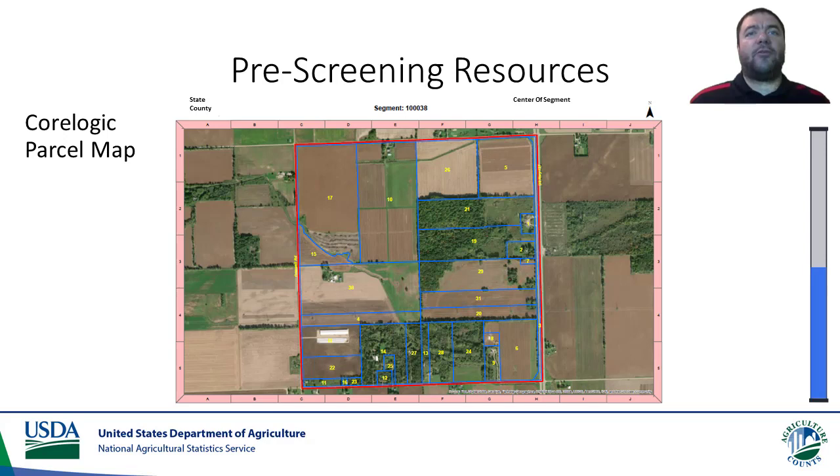This is an example of what I referred to as the CoreLogic parcel map. Generally, the boundaries are based on county assessor data and other sources, but the map helps to identify all owners, both ag and non-ag, in the segment. A list of parcel owners will also be provided to you for each segment being pre-screened, and the listings should look fairly similar to the FSA listings provided.